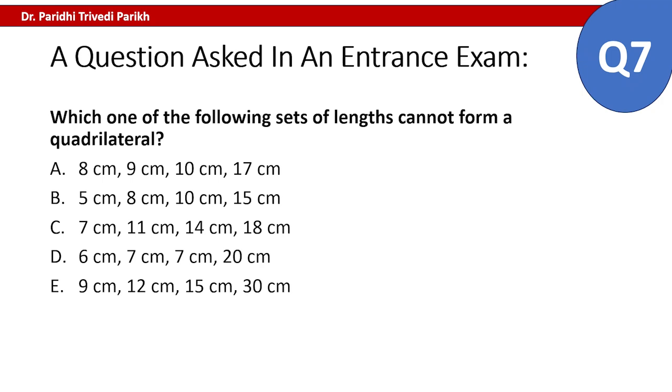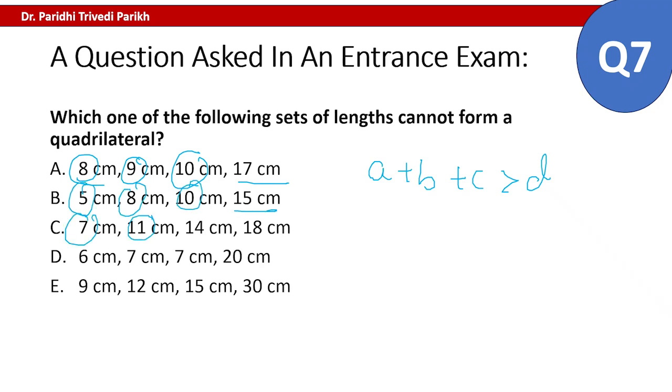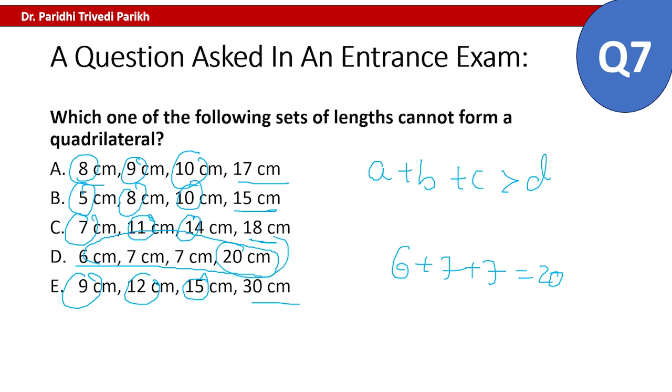see, A plus B plus C has to be greater than D. So now when I add 8, 9, 10 will be greater than 17. 5, 8, 10 greater than 15. 7, 11, 14 greater than 18. 9, 12, 15 greater than 30. But this is not happening here because 6 plus 7 plus 7 is equal to 20, which is equal to 20. That means 6 plus 7 plus 7 is not greater than 20. That means this quadrilateral is not possible.